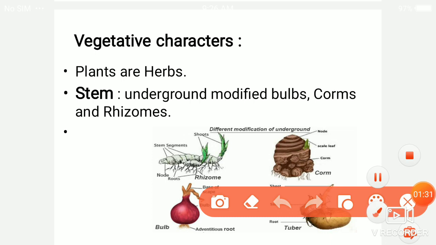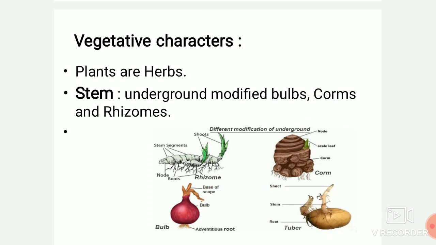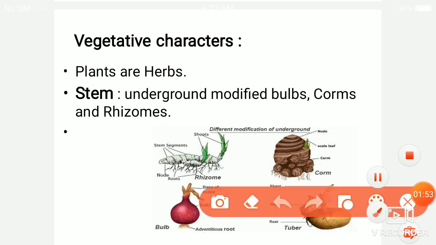So what are the vegetative parts of a plant? Here we consider the roots, the stem and the branches, and the leaves: what is their character and what is their arrangement? All these characters we are going to study as vegetative characters. First of all, what type of plant is it? It is a herb, that means a very small type of plant. We cannot find any big-sized plants or trees. The plant height will not be so much. Such small plants are considered herbs.